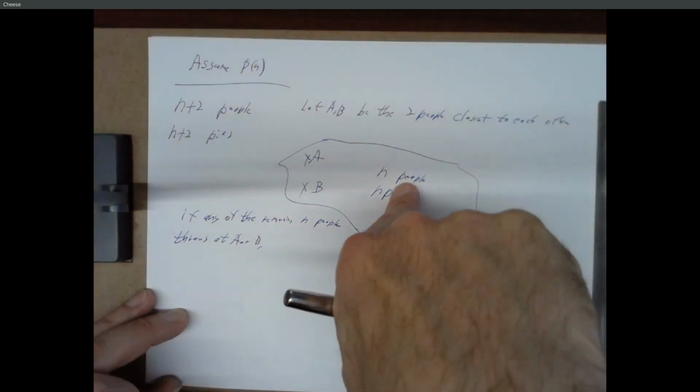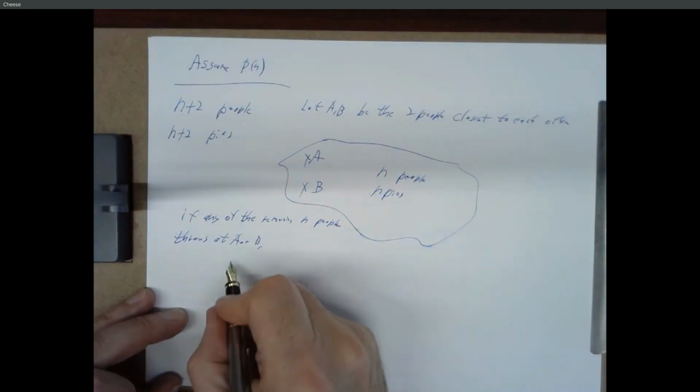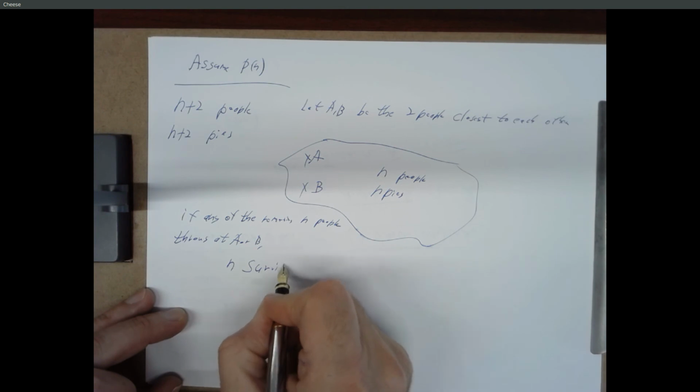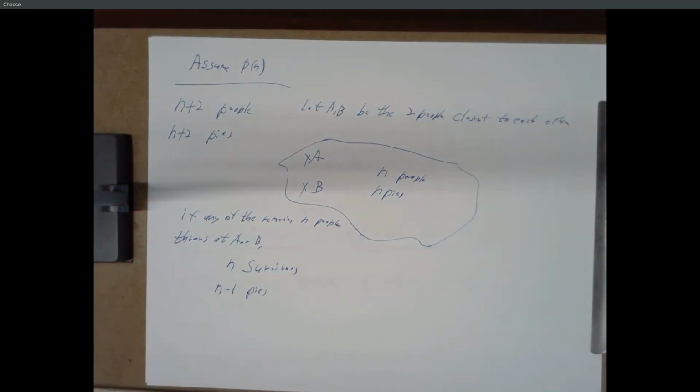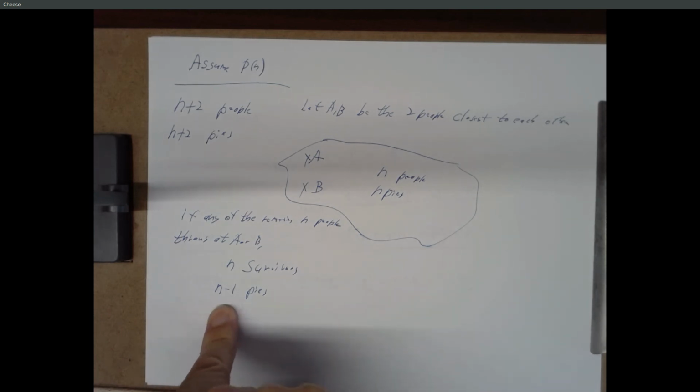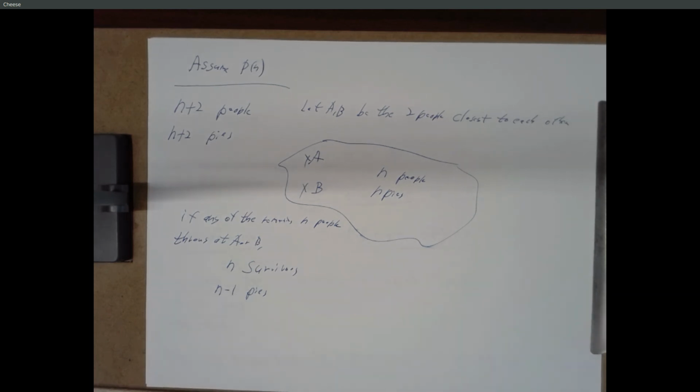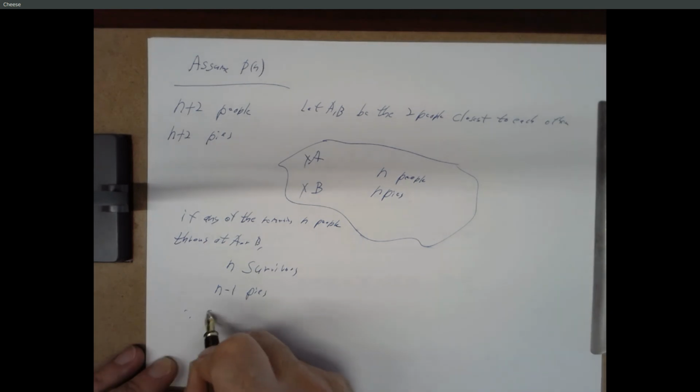We still have n people who have not been hit. We have n survivors, and we only have n minus 1 pies left. An accounting argument will tell you if you have n people in a room and n minus 1 pies, and each person throws their pie at one person, somebody's not going to get hit by a pie. Only at most n minus 1 people could get hit. So you're going to have a survivor. So someone survives.